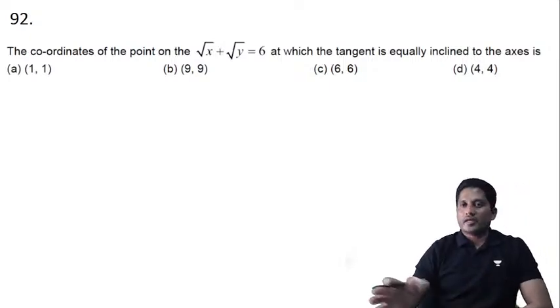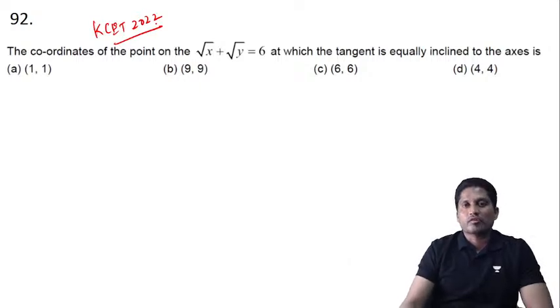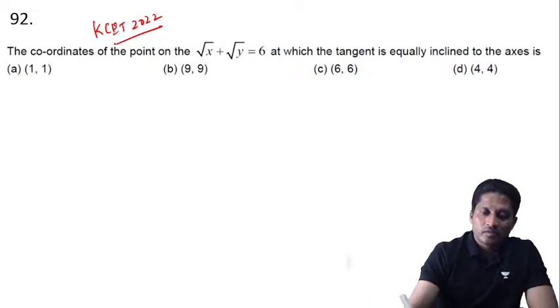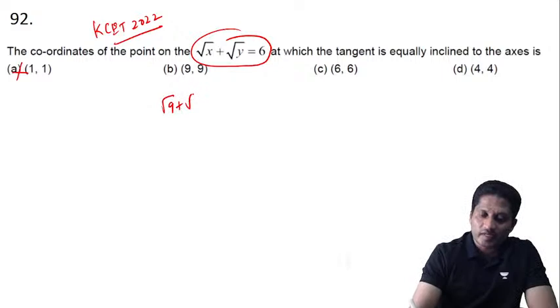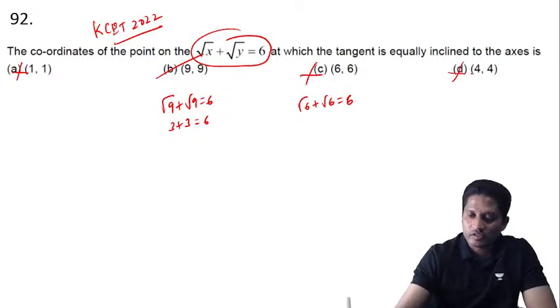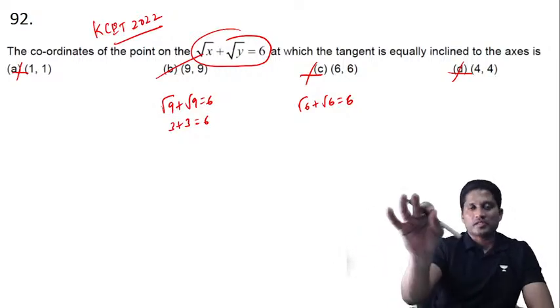The coordinates of a point on the curve root x plus root y is equal to 6 at which the tangent is equally inclined to the axis. Again, this is KCET 2022. See, no need to do the problem. I take the points and substitute. A doesn't satisfy this curve. B, if I substitute, root 9 plus root 9 is equal to 6, which is correct. 3 plus 3 is equal to 6. This is true. Root 6 plus root 6 cannot be equal to 6. This is not possible. Even this is not possible. Answer is B. Within 30 seconds, you get the answer. Just take the option, substitute in the curve.